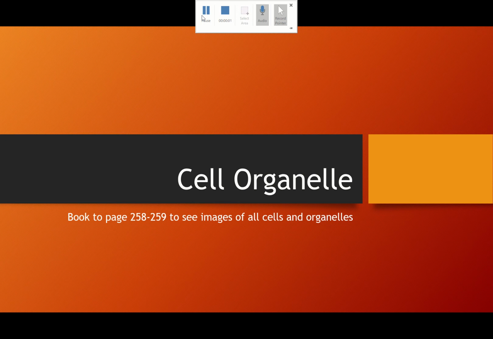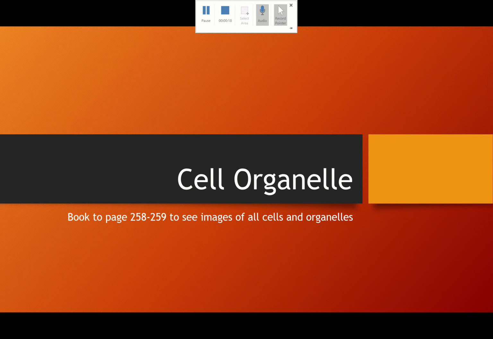These are the cell organelle notes for Chapter 8. You should have two things in front of you. First, you should have the cell organelles note page. If you don't have that already, go get that from the Chapter 8 drawer. And you should go get a book and open it to page 258, 259.